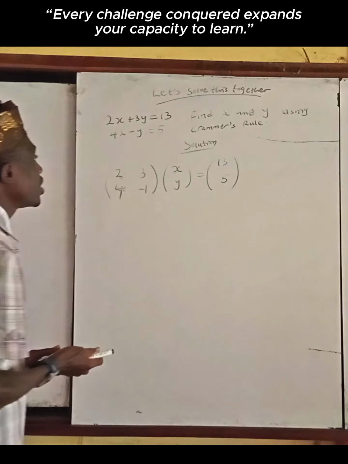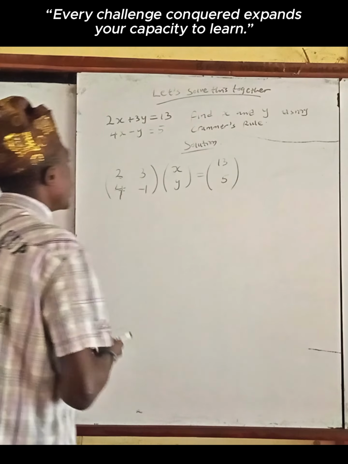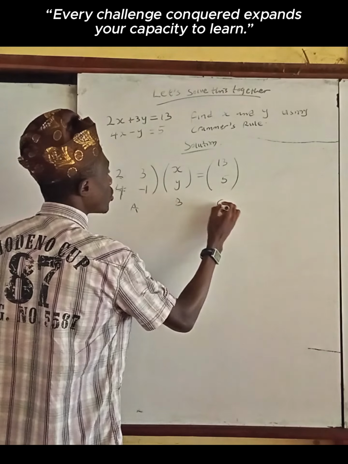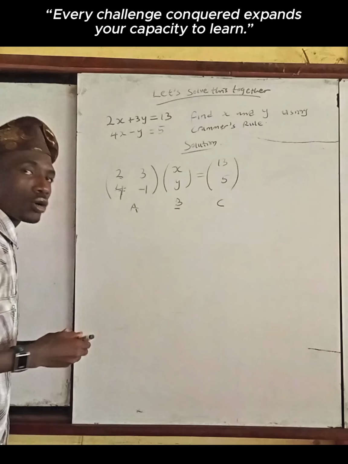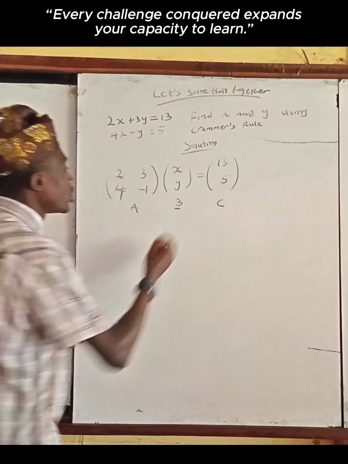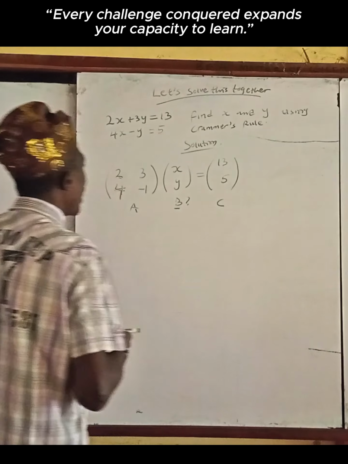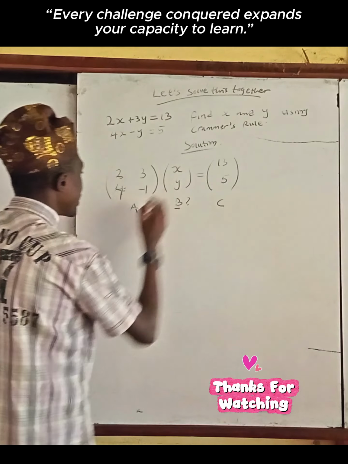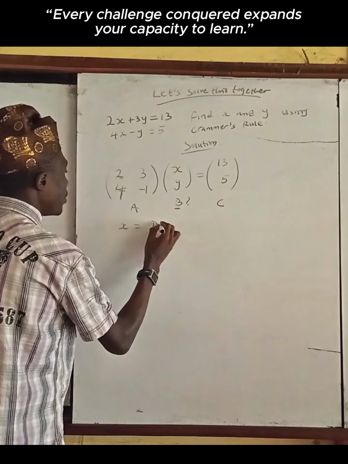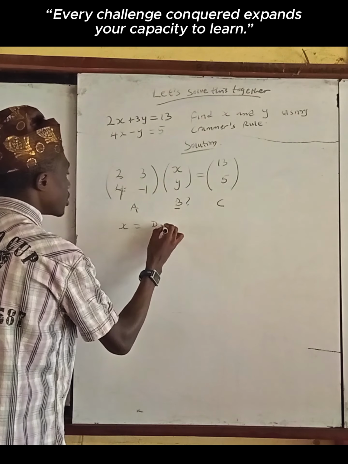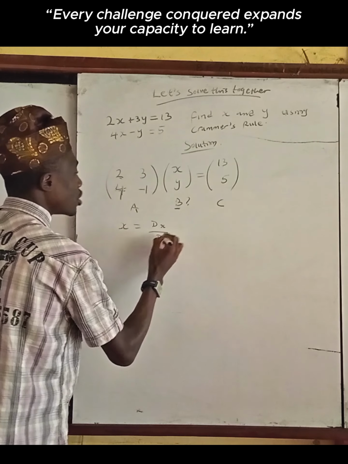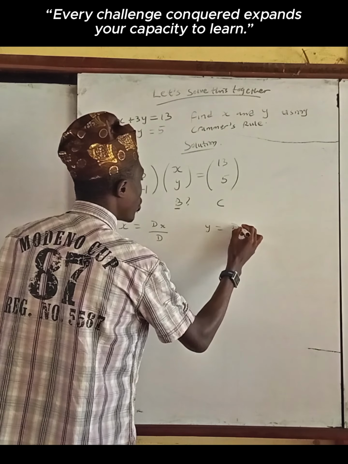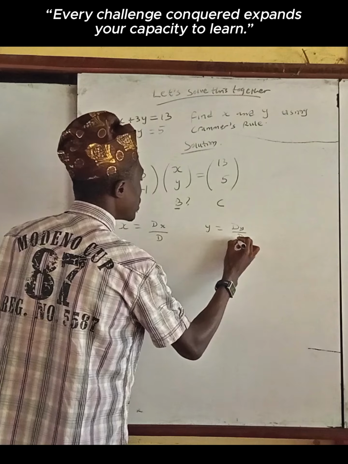All right, from this place, this is like your A, call this your B and call this your C, and this B is what you are now looking for. It's what we don't know, which is our variable. Now look at it very well. Cramer's rule tells us that to find x will be determinant of x divided by determinant. You will see what I mean now. Our y will be determinant of y divided by determinant.